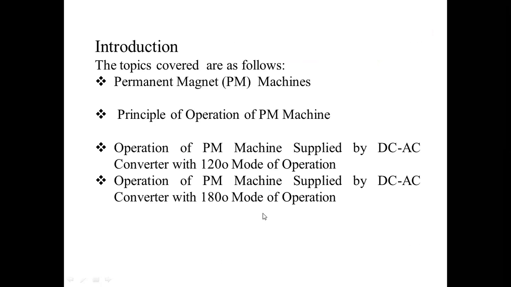In the introduction, the topics that are covered are permanent magnet machines and the principle of operation of a permanent magnet machine. And next one, operation of a permanent magnet machine supplied by a DC to AC converter with 120 degrees mode of operation. We previously discussed the types of modes of operation. We are having two types of modes of operation. First one is a 120-degree mode of operation, and the next one is a 180-degree mode of operation. Both are DC to AC converter here.